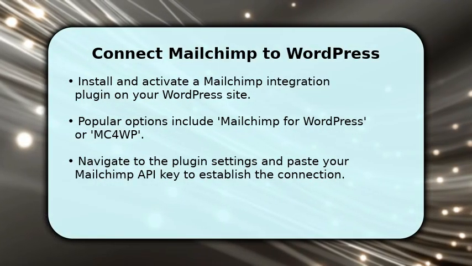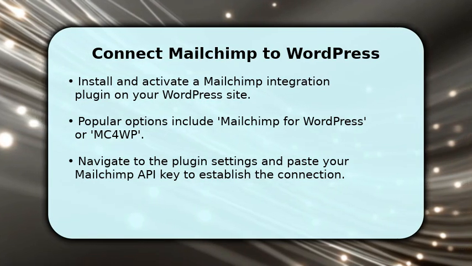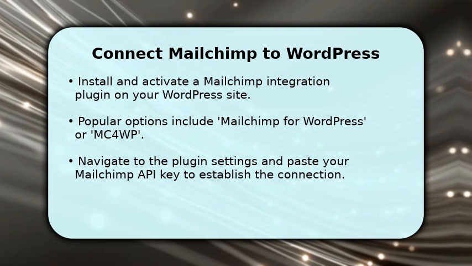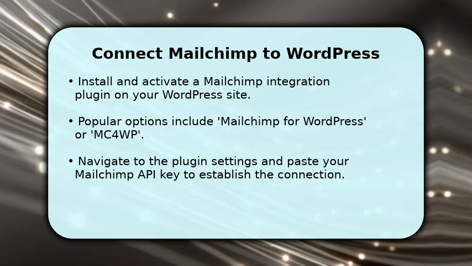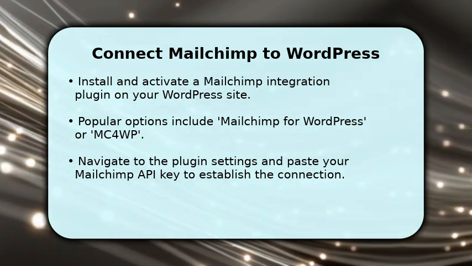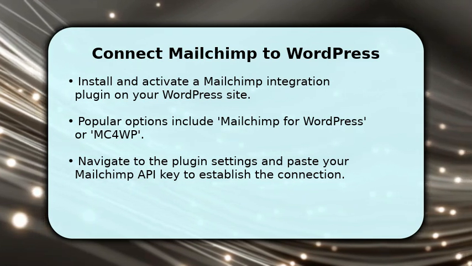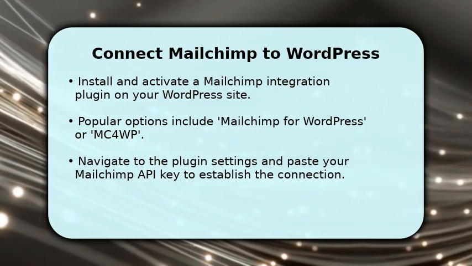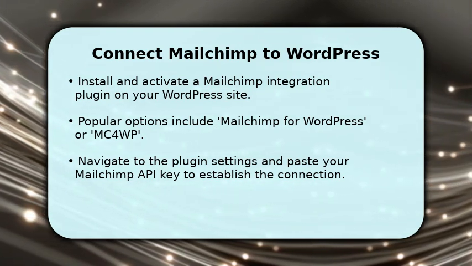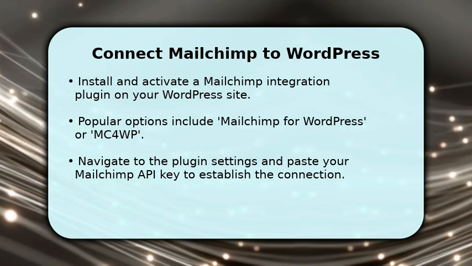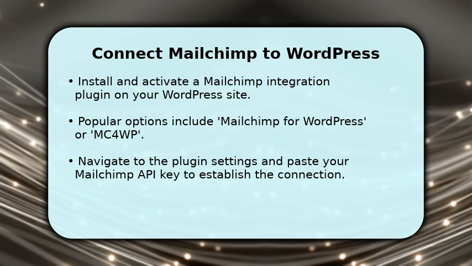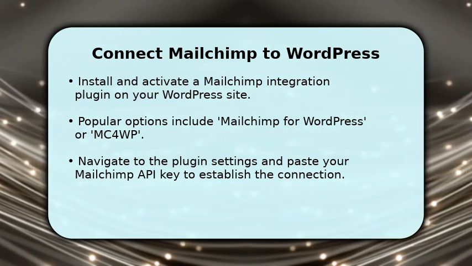Next, we need to connect your Mailchimp account to your WordPress site. The simplest way is by installing a dedicated plugin. Head over to your WordPress dashboard, go to Plugins, then Add New, and search for Mailchimp for WordPress or MC4WP. Install and activate your chosen plugin. Once activated, find its settings page, usually under a new menu item. Here, you will paste the Mailchimp API key you retrieved earlier, then save your changes to securely link your accounts.